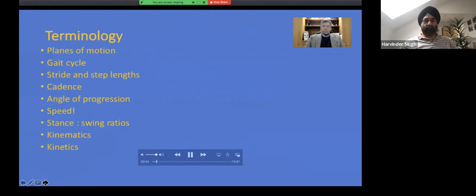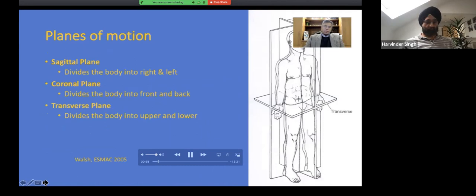Further terminology I'd like to share with you are planes of motion, gait cycle, stride and step lengths, cadence, angle of progression, speed or velocity, stance and swing ratios, kinematics, and kinetics. There are 3 planes of motion. In the sagittal plane, the body is divided into the left and right. The coronal plane divides the body into front and back, and the transverse plane divides the body into upper and lower segments.